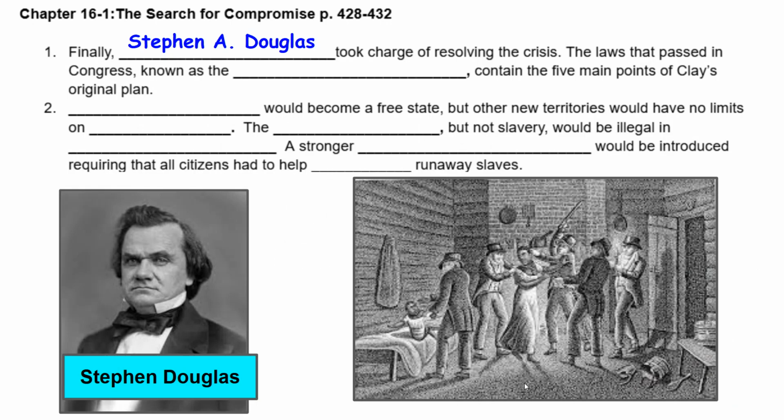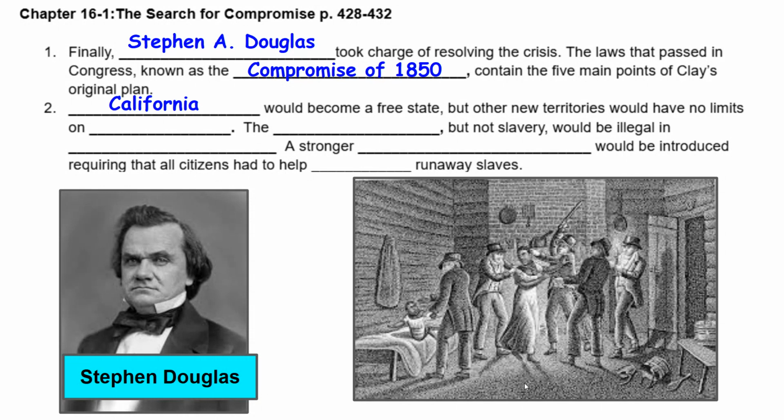In the early 1850s, he was very concerned about some of the compromises that were being made, particularly what had happened after California had joined the Union. And he took charge of some of this. We have our Compromise of 1850, and one of the things that's going to come out of this is the Fugitive Slave Act. Through his leadership, we're going to see a few things happening within this plan, and that's what we're going to spell out here in number 2.